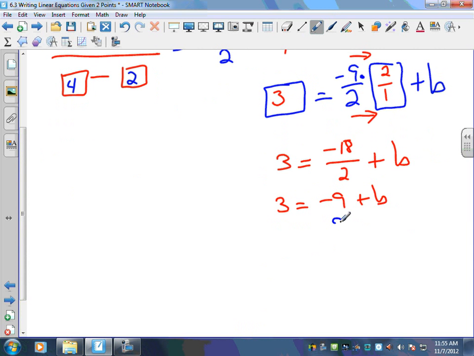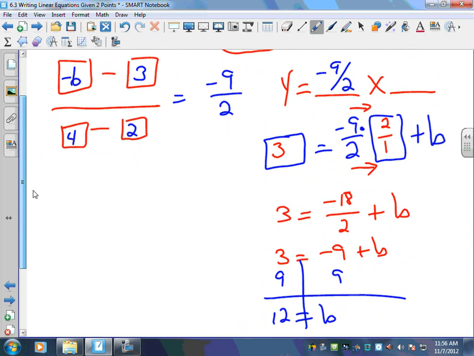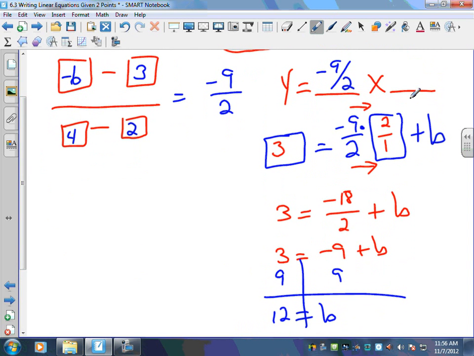Now I solve for b, so that means I add 9 to both sides. 12 equals b. I'm not done. I got to do the final step, and that is plug my b into my b blank. So it is a 12. Now, just showing you, this is wrong. Why is this wrong? I have to have a plus sign here.